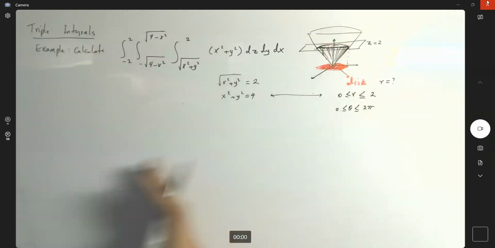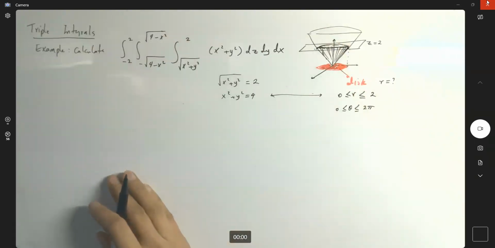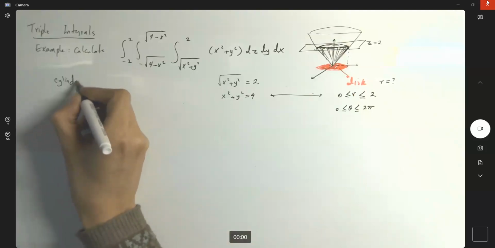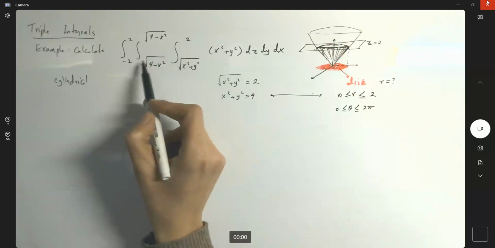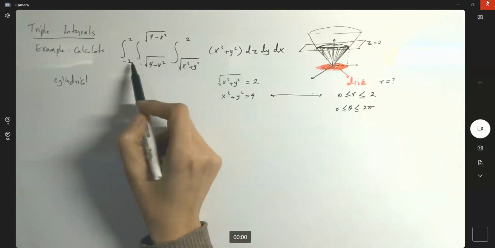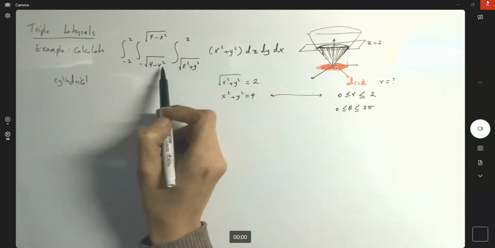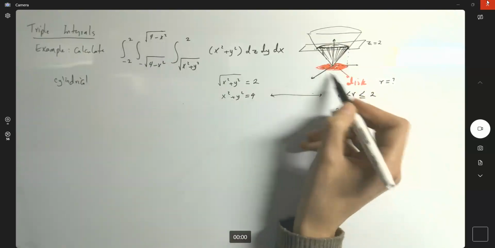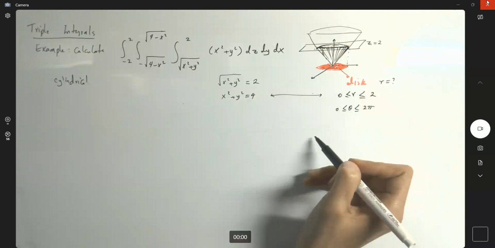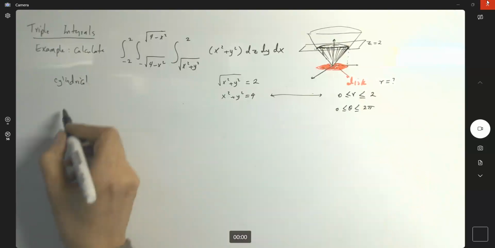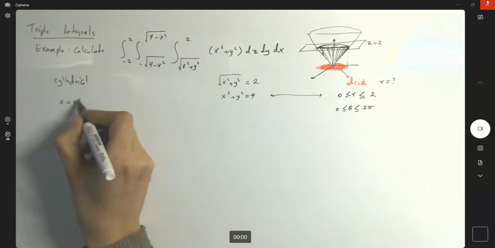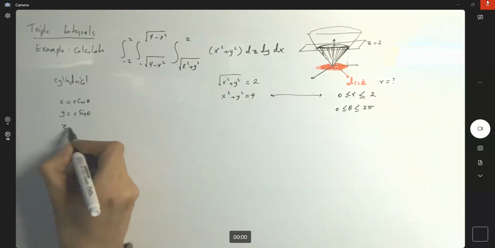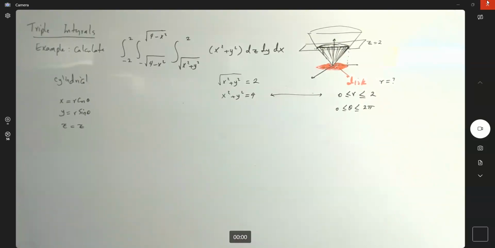So we can convert everything into the cylindrical coordinate system. Note that y is bounded below by negative square root of 4 minus x squared and above by square root of 4 minus x squared. So there is no restriction on theta. That's the reason. So x becomes r cosine theta, y becomes r sine theta, and z is equal to just z, right?